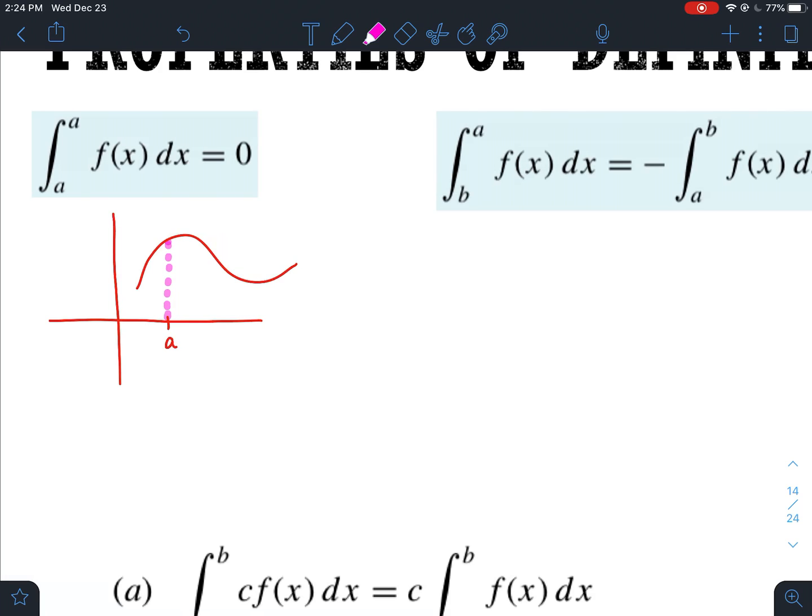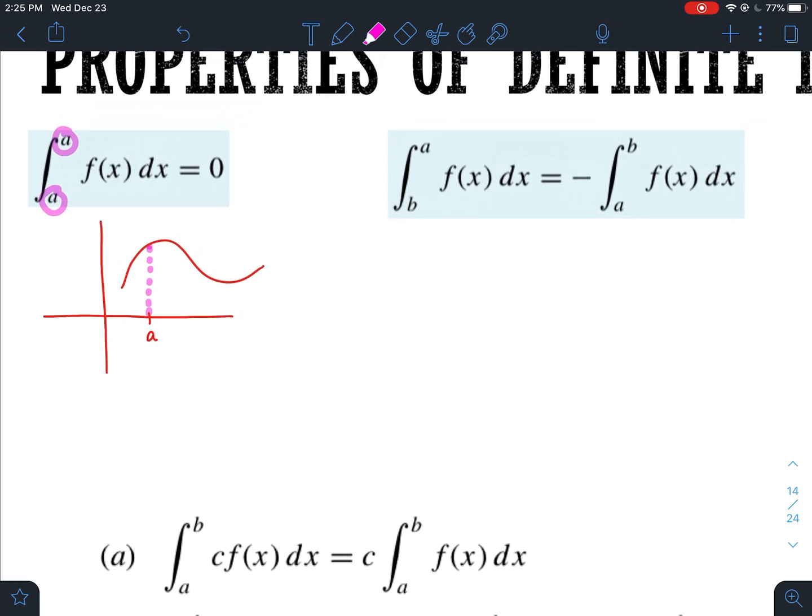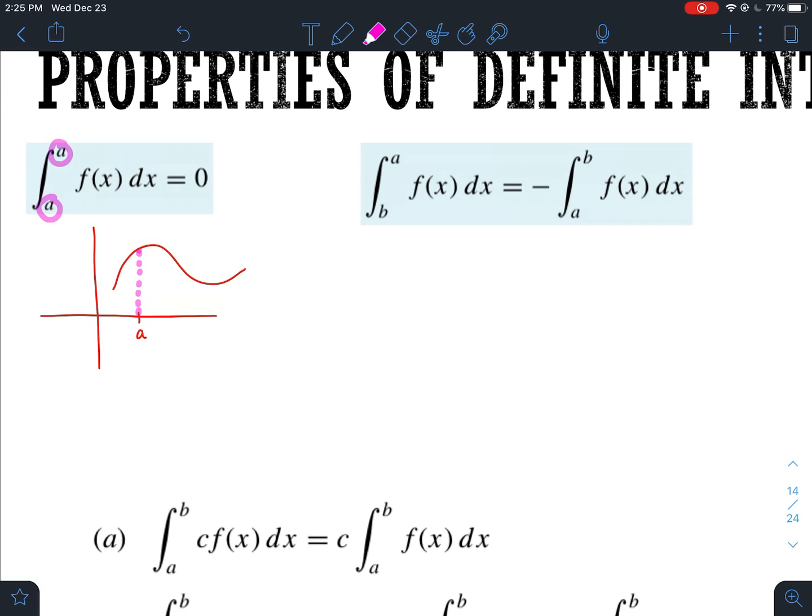If you have a picture and you're trying to find the area and you're going to start at A and end at A, what's the area under the curve? Well, you didn't move anywhere. It's like if you're trying to find your displacement and you started at time 0 and ended at time 0, you haven't moved anywhere. So if the starting value and the ending value that you're trying to integrate from are the same, then that definite integral is going to be 0.